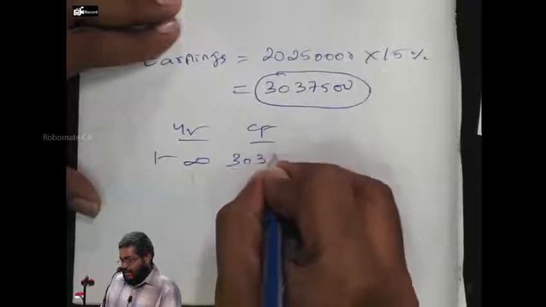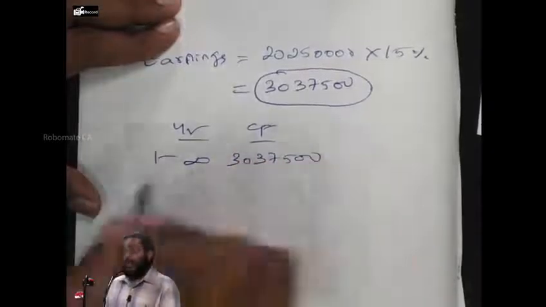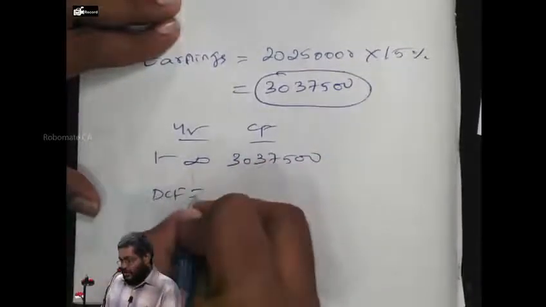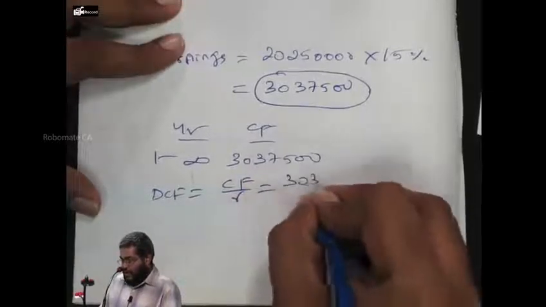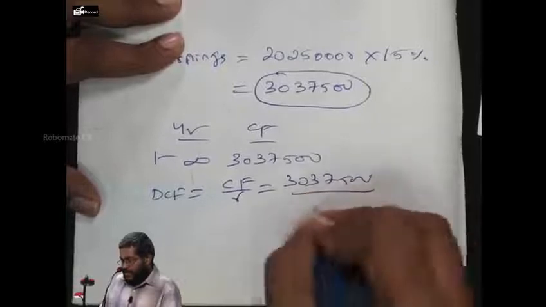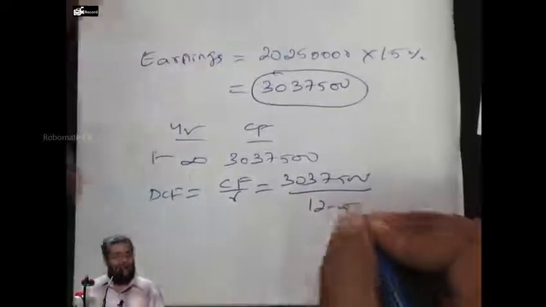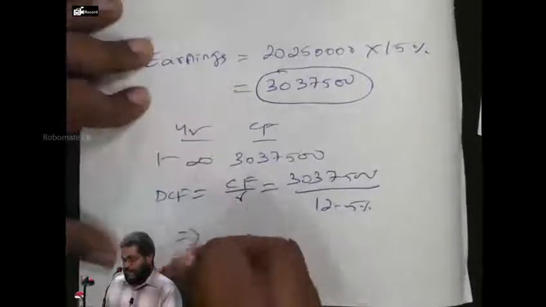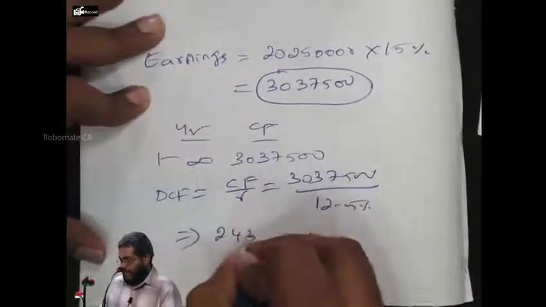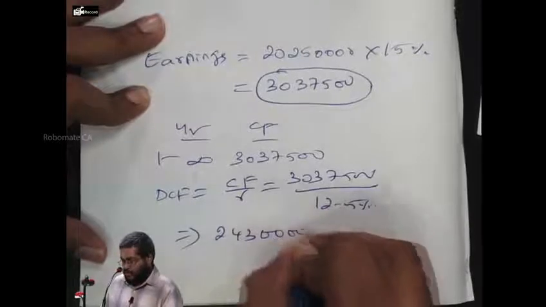37,500. What is the value? Discounted cash flow is equal to what? Cash flow by R. What is the cash flow? 37,500. What is R here? 12.5%, because we know that they expect how much percent? 12.5%. Tell me the project value. 2 crores 43 lakhs. 2 crores 43 lakhs.